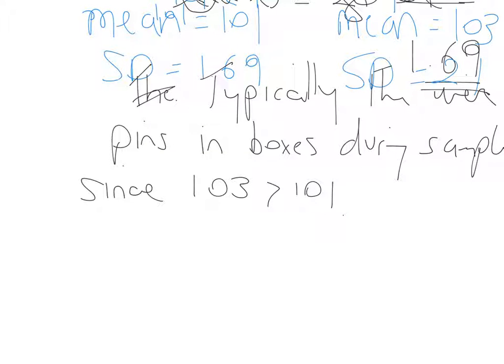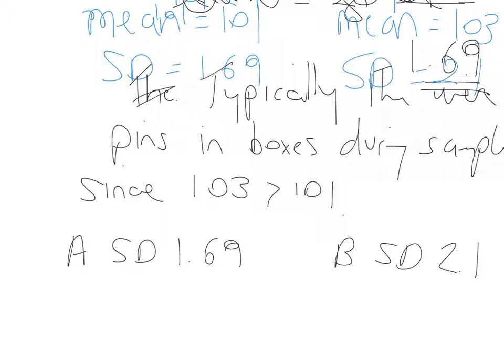So again, I've said typically, I've kind of hedged my bets, not saying every single time. I've talked about the context of the question, which is drawn pins in boxes, and I've made my numerical comparison. Alright, so that's statement 1. Statement 2 is comparing the standard deviations. So that's kind of comparing 1.69 with 2.1. So again, sample A, standard deviation was 1.69, and sample B, standard deviation was 2.1.